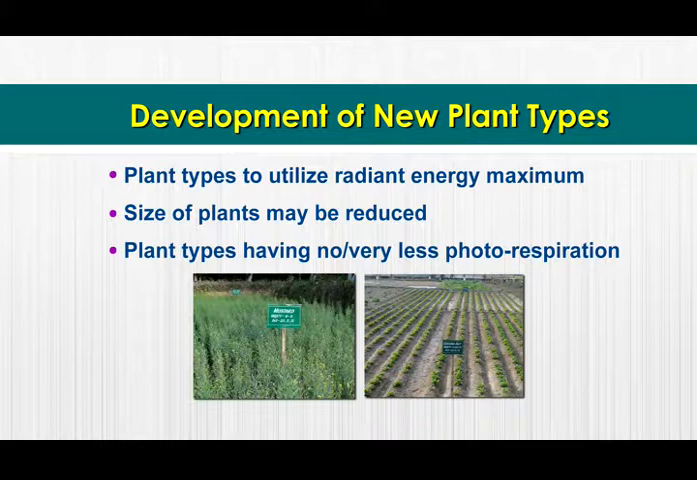Then there is a need to develop new plant types. As we have discussed, they use these natural resources in a limited way. We need to develop plant types that are able to utilize radiant energy at maximum. Using this radiant energy, the plants synthesize their food. So leaves of the plants may be semi-erect or erect with narrow lamina. This we have to do. Then we can reduce the plant size, with plants responsive to fertilizer and irrigation. Then plant types having no or very little photorespiration we have to develop.